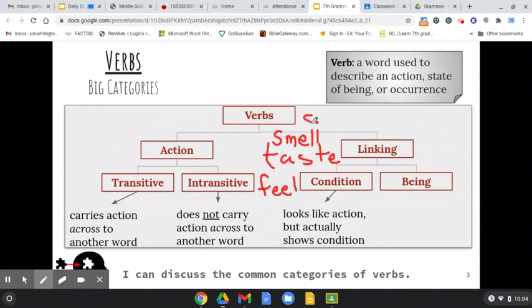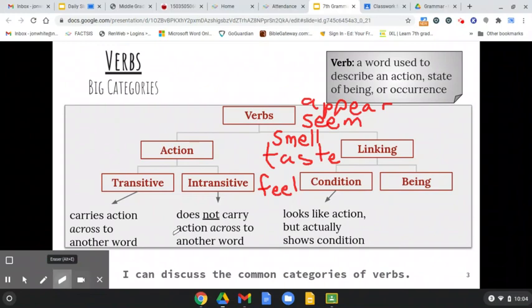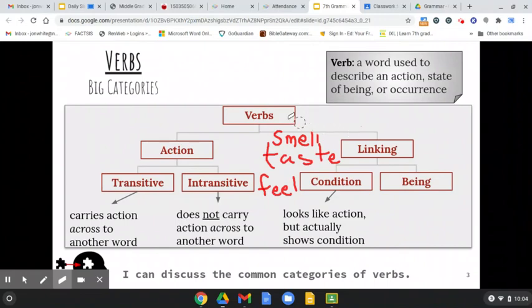There are some other ones. I'll put a list up here. The word seem. We could say the word appear. Oh yeah, this is beautiful. Beautiful handwriting. Appear is another one of those, and you could come up with probably even more than that. But those are examples of that kind of verb, okay? So be aware of that. That's what we're looking for when we talk about condition verbs.